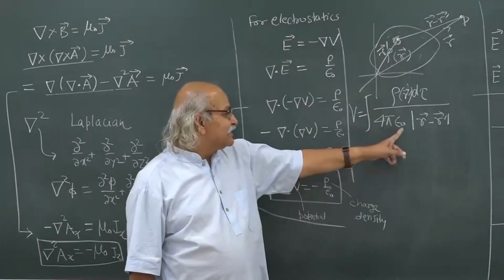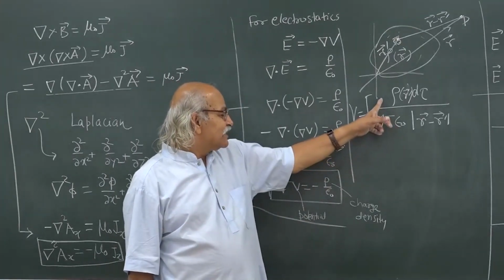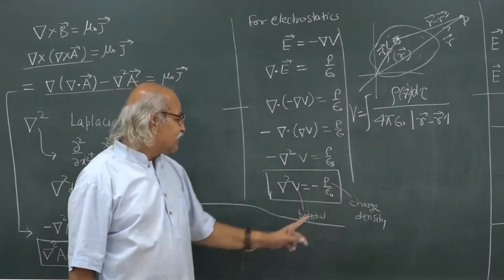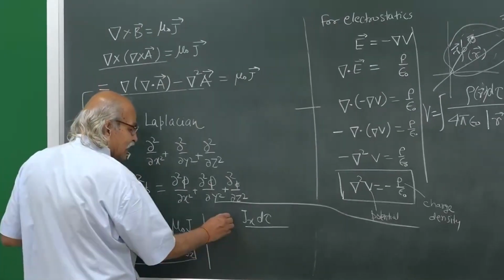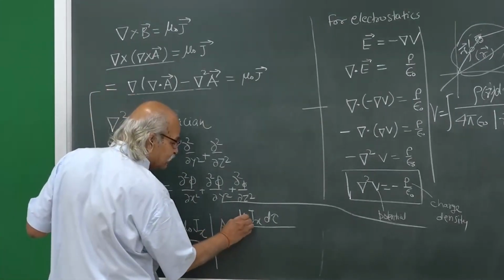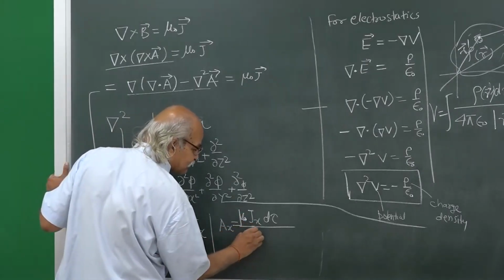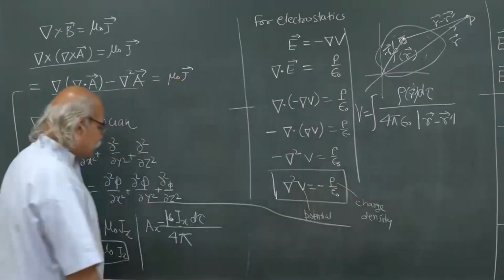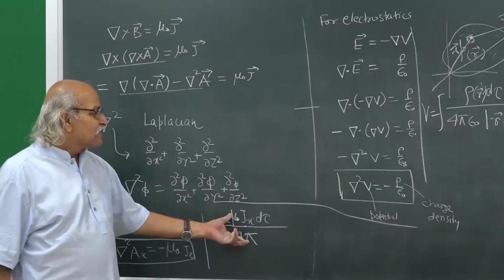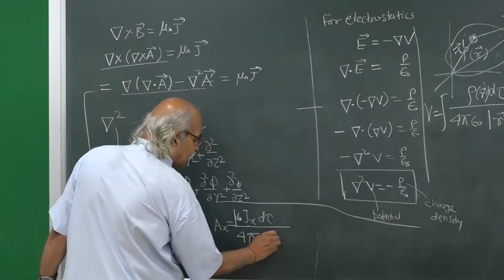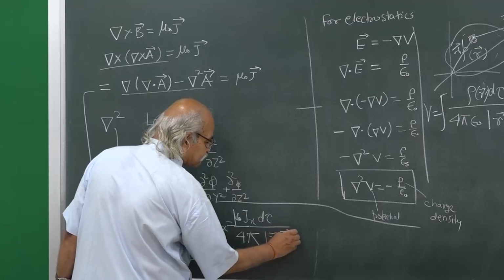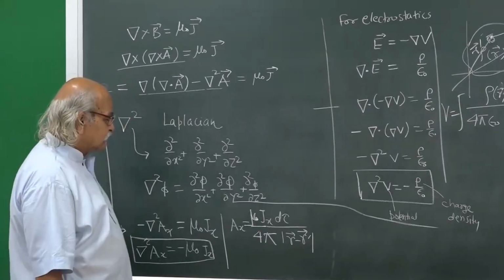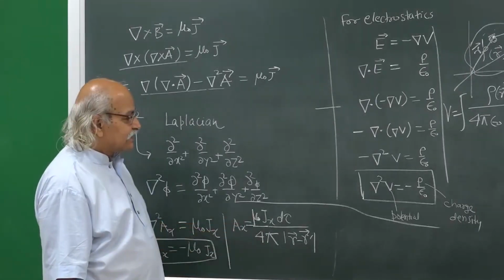4 pi here is in the denominator, and we will have mu naught in the numerator, because in the basic equation it is epsilon naught here in the denominator. So, you will have mu naught here and 4 pi here. So, 1 by 4 pi epsilon naught is replaced by mu naught by 4 pi, and then it is just 1 over r minus r prime. So, this will be the expression for A x.